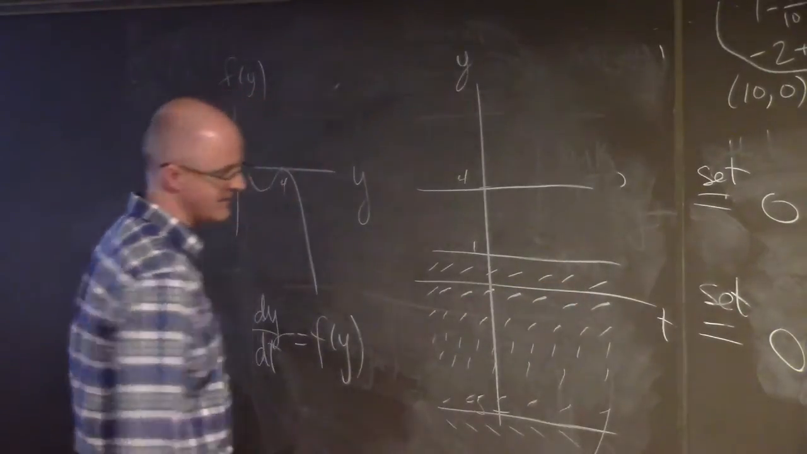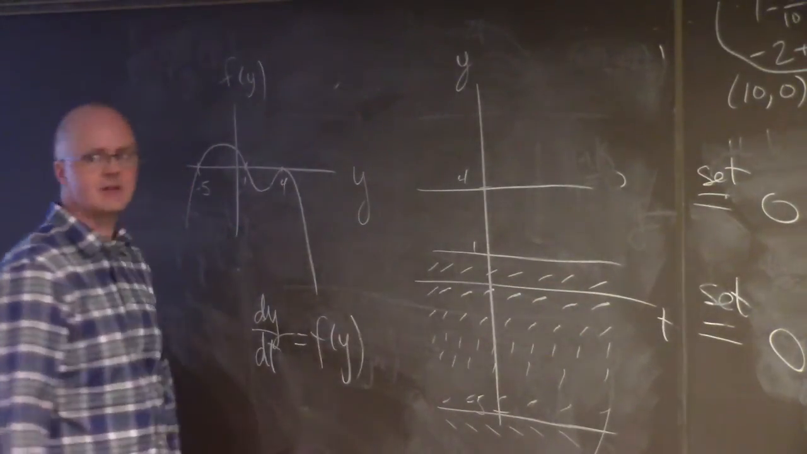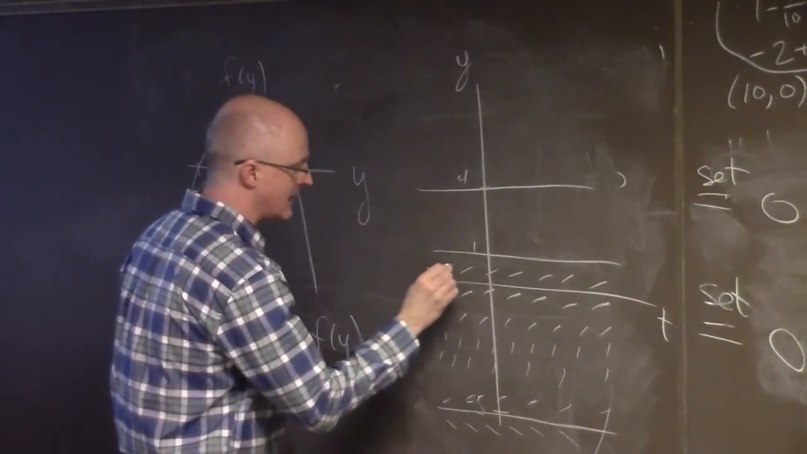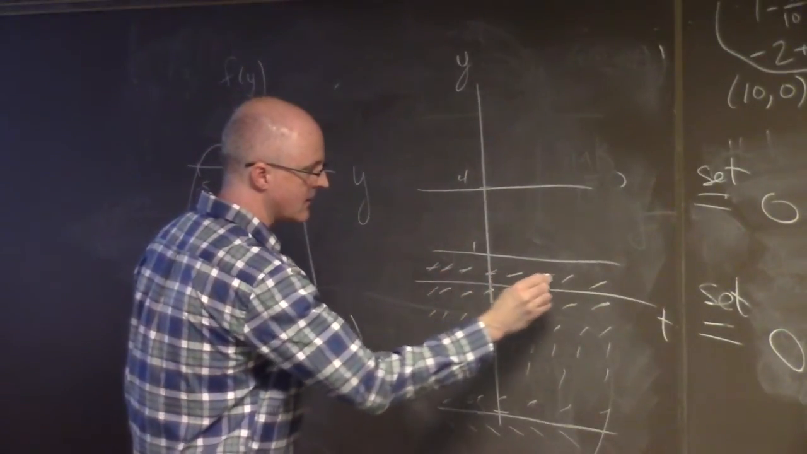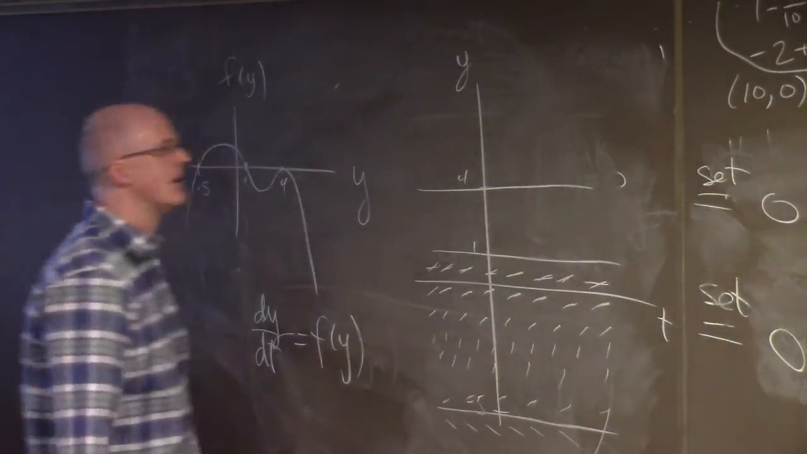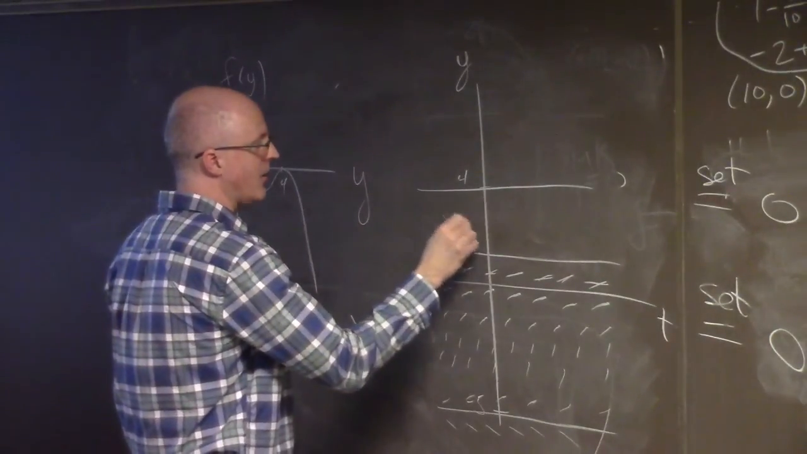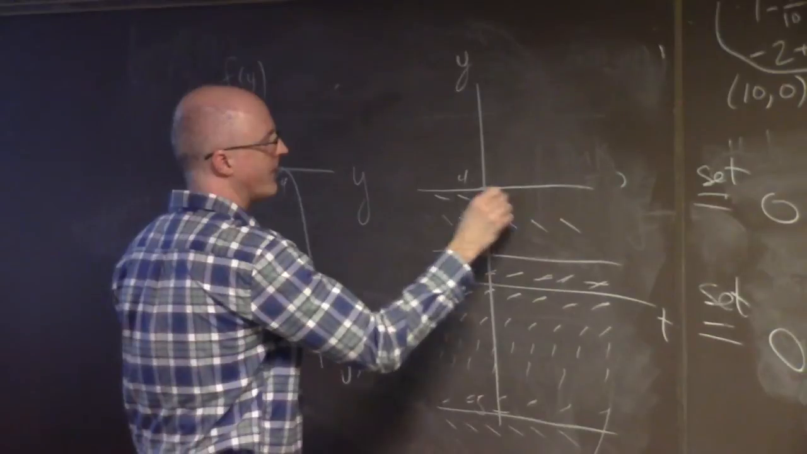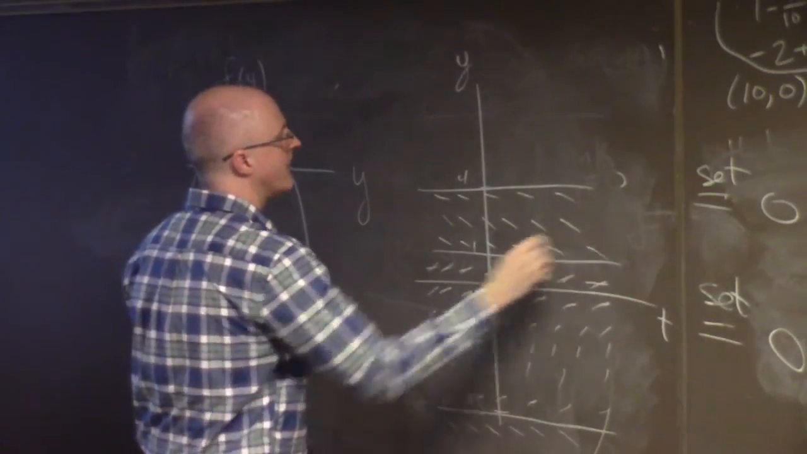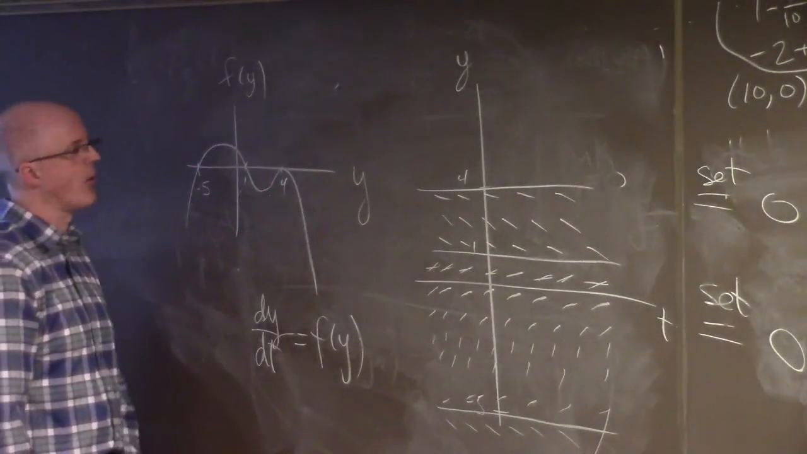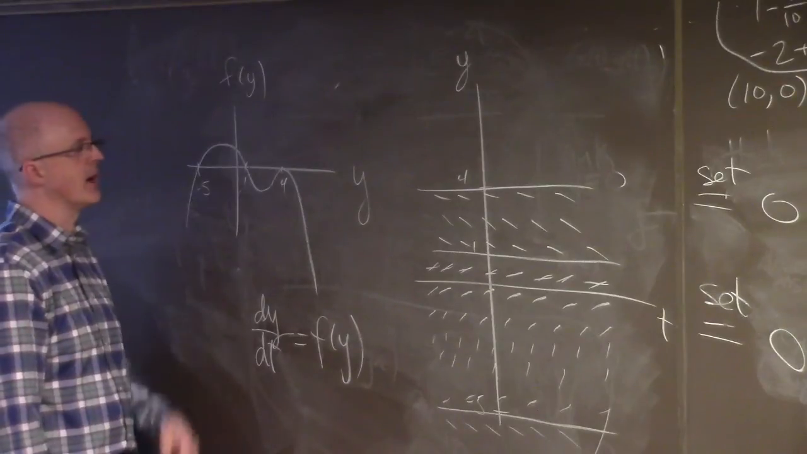One's up there. Not drawn perfectly by any means here. I should make these flatter. Between -1 and 4, you have negative values for f of y. Above y equals 4, you have negative values for f of y again.